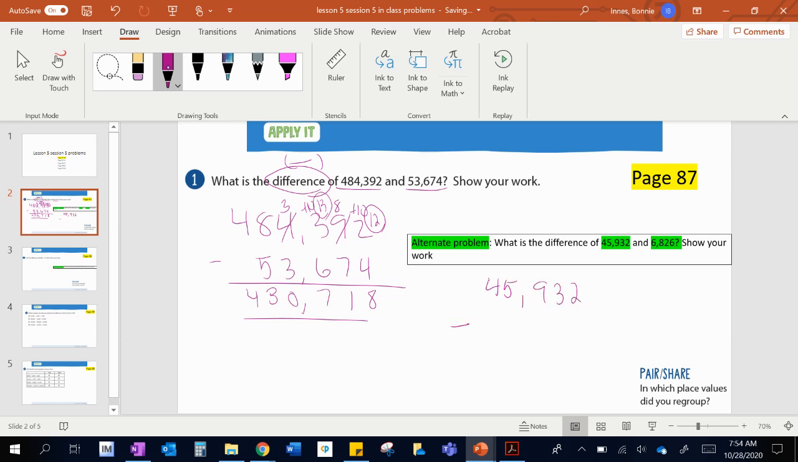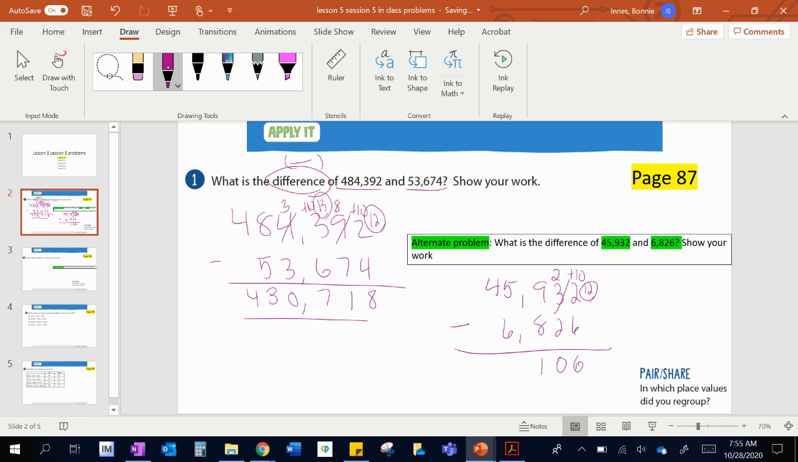45,932 minus 6,826. 2 minus 6, I can't do that because the 6 is on the bottom and I can't take 6 from 2. 3 tens becomes 2 tens plus 10 ones. 10 plus 2 is 12, so I have 12 ones minus 6 ones, and that leaves 6 ones. 2 minus 2 is 0. 9 minus 8 is 1.